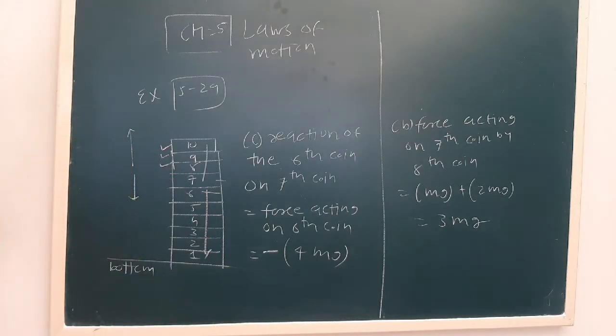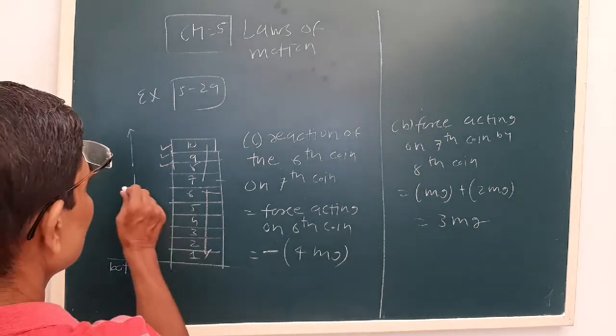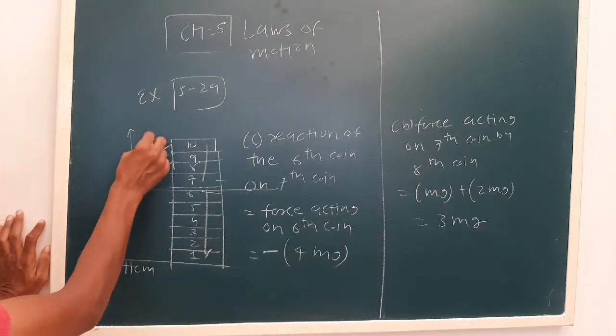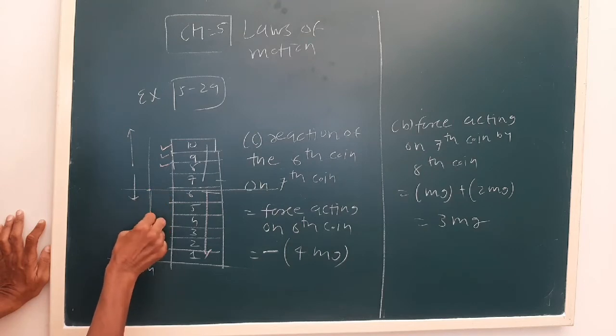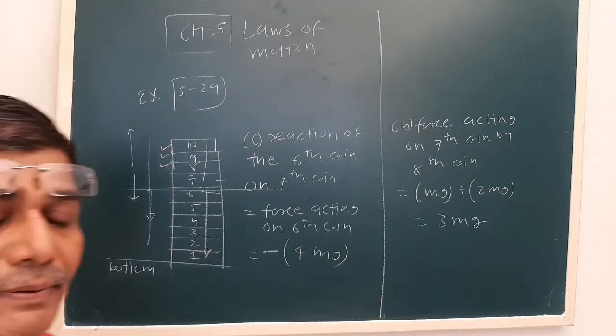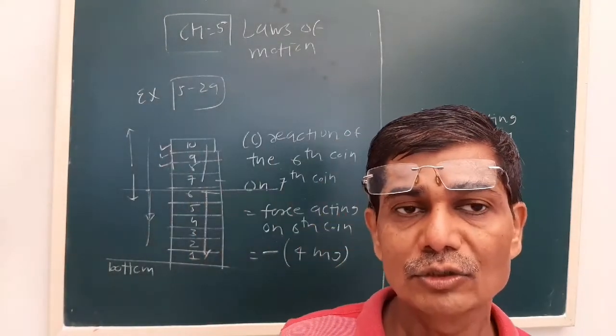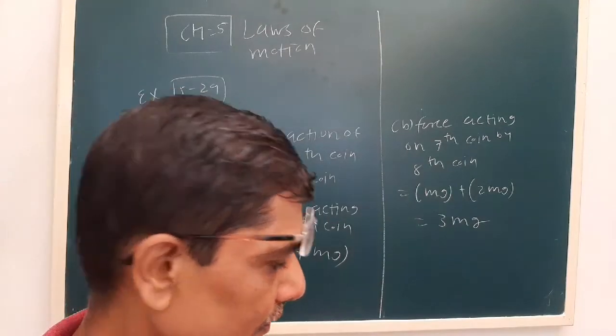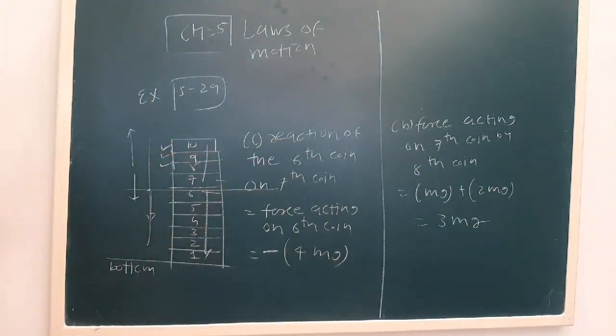Okay, so this is how we can solve. See what we have considered here, our convention: this direction we consider as positive, and the opposite we have considered negative. So this depends on the convention you accept in a given numerical. Now see, our next sum is exercise number 5.30.